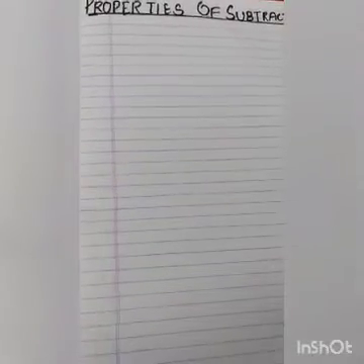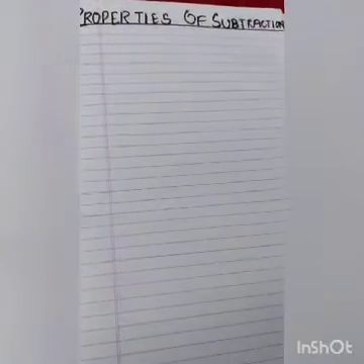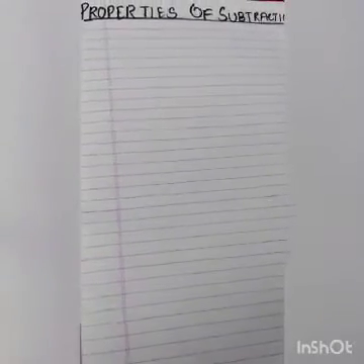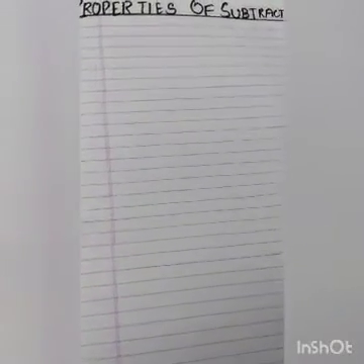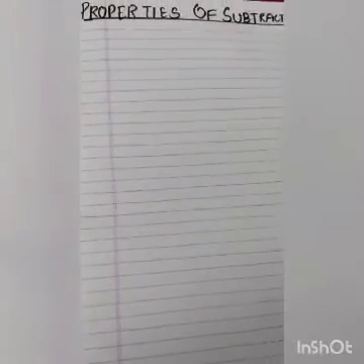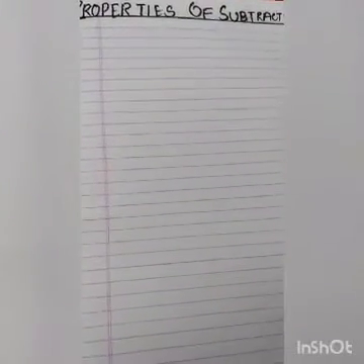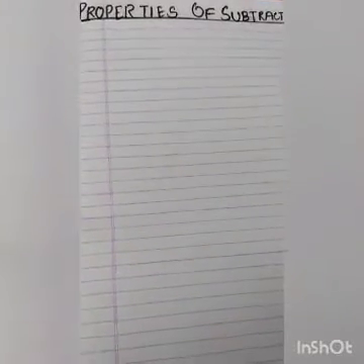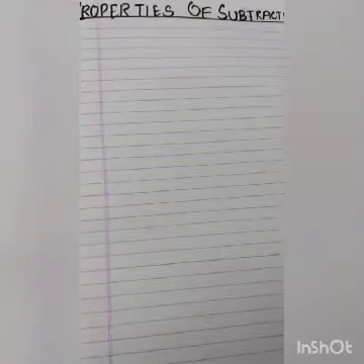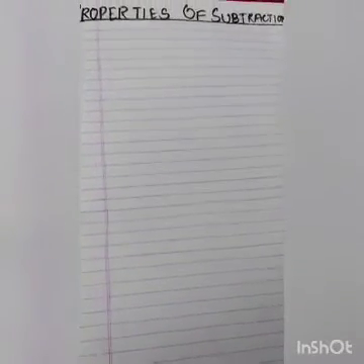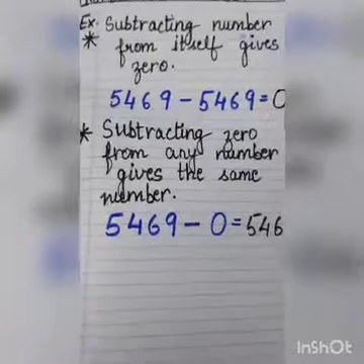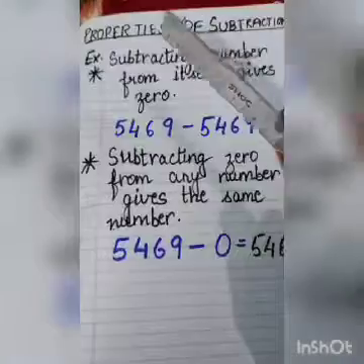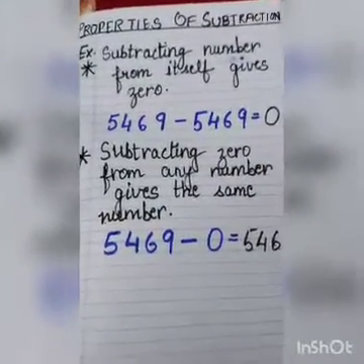Now, we'll move ahead with the properties of subtraction. There are two basic properties of subtraction. The first property says that if we subtract a number from itself, it gives us 0. Let's see an example.